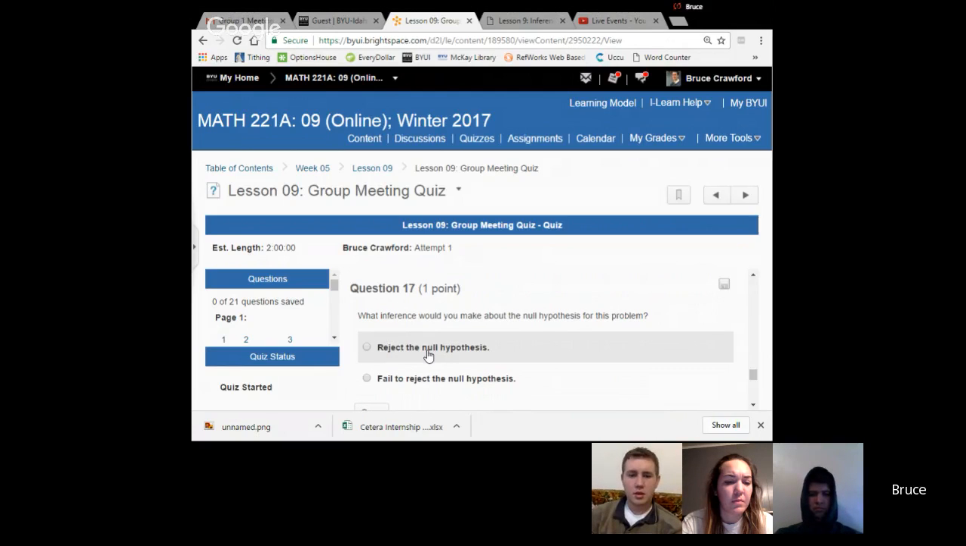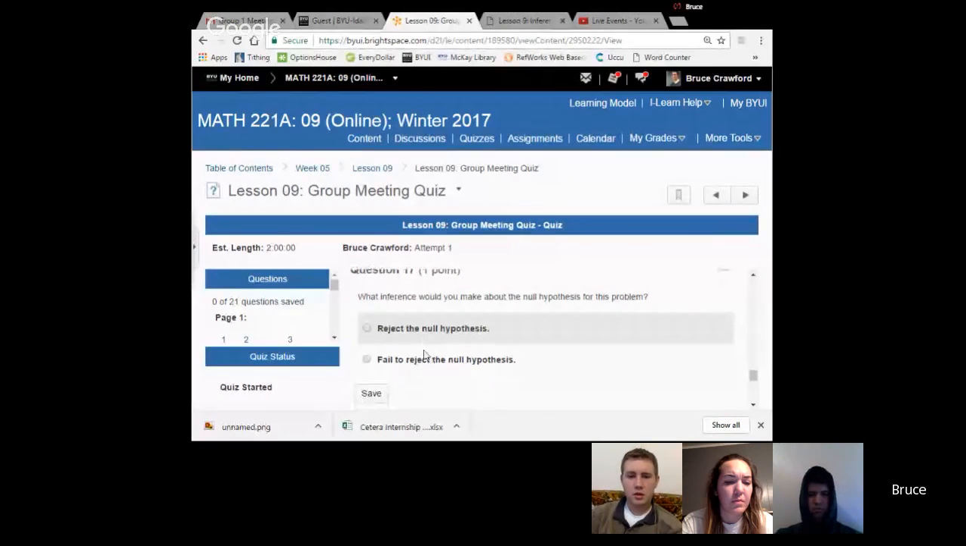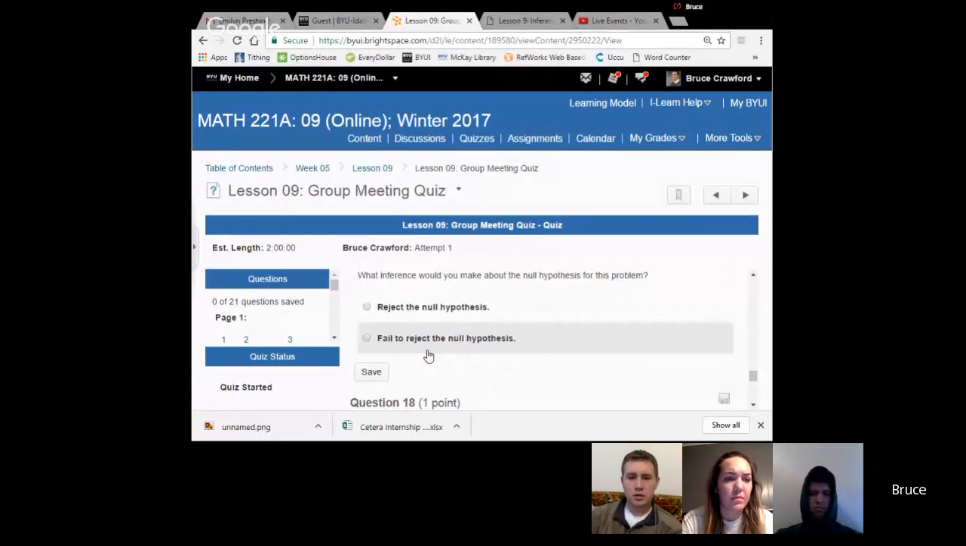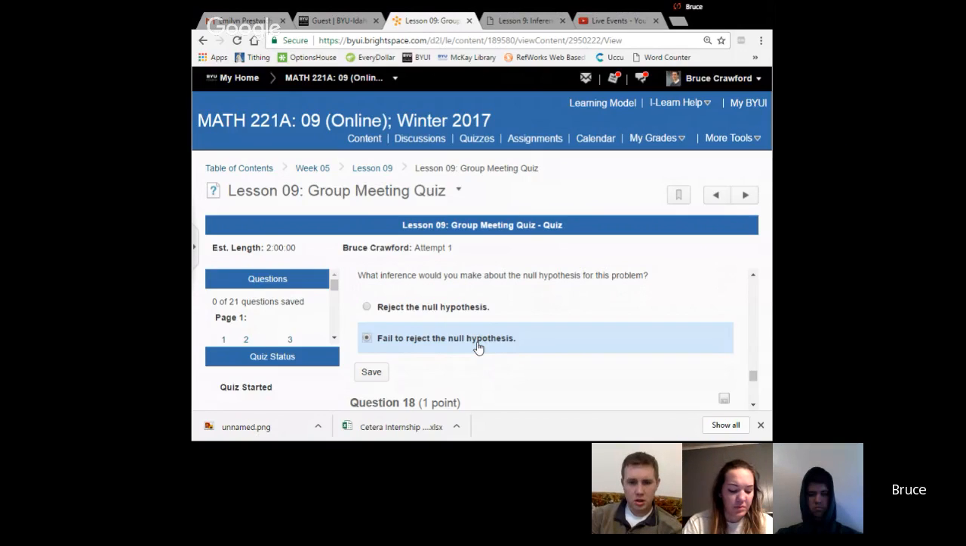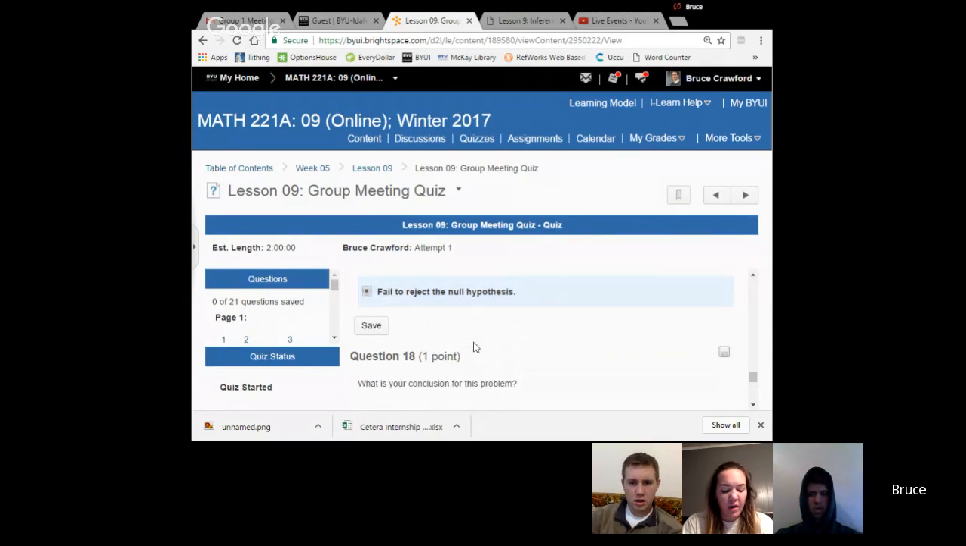What inference would you make about the null hypothesis for this problem? Fail to reject, right? Yes. Because our p-value is 18.5% and alpha is 5%. So it's larger, so it would fail to reject.